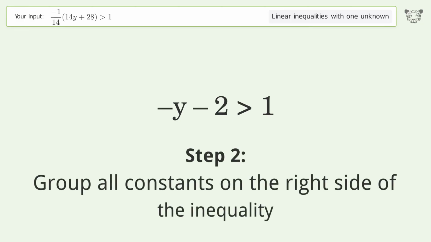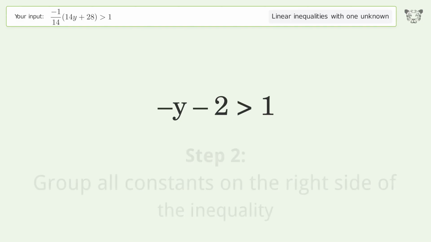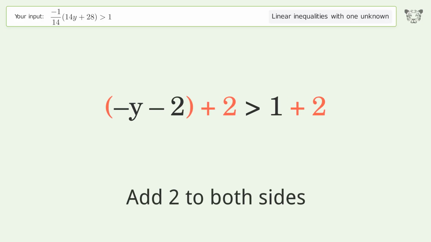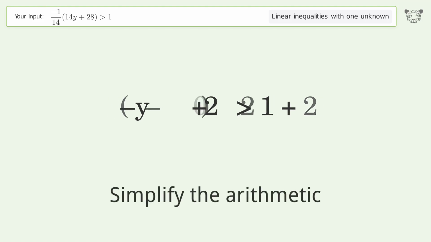Group all constants on the right side of the inequality. Add 2 to both sides. Simplify the arithmetic.